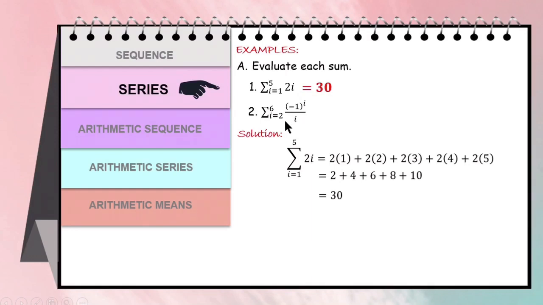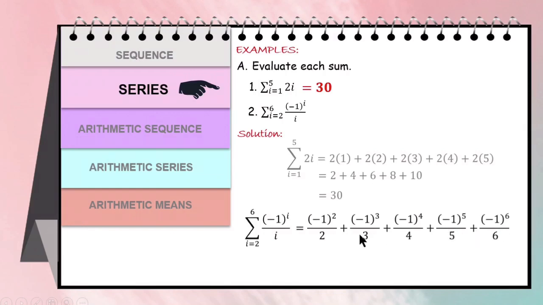Number 2. The sum of -1 raised to i over i as i goes from 2 to 6. Lower limit is 2 and upper limit is 6. So we will start replacing i with the value 2 and end at 6. So 2, 3, 4, 5, and 6. Simplify, -1 raised to 2 over 2 is positive 1/2, -1 raised to 3 over 3 is negative 1/3, -1 raised to 4 over 4 is positive 1/4, -1 raised to 5 over 5 is negative 1/5, and -1 raised to 6 over 6 is positive 1 over 6.